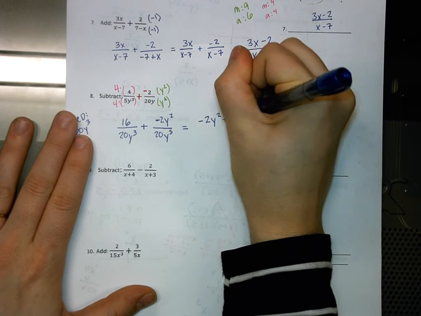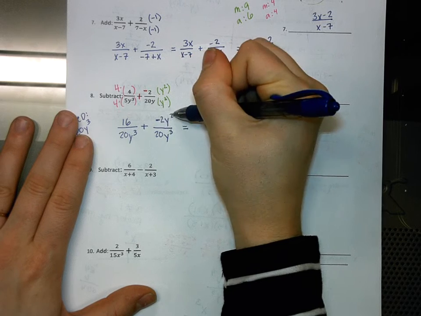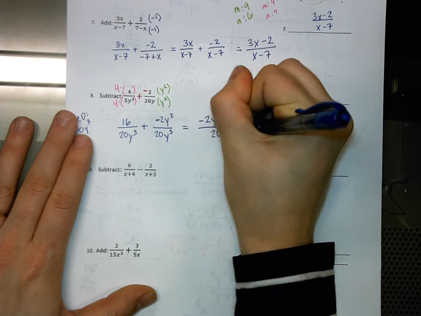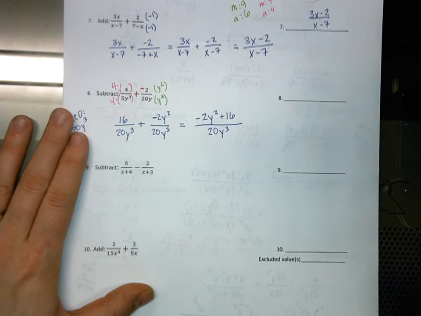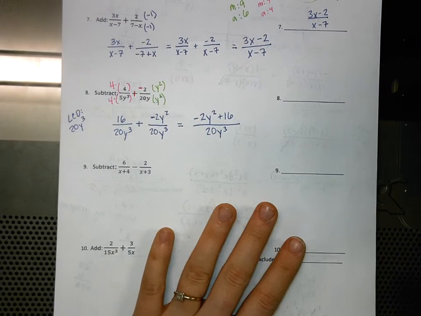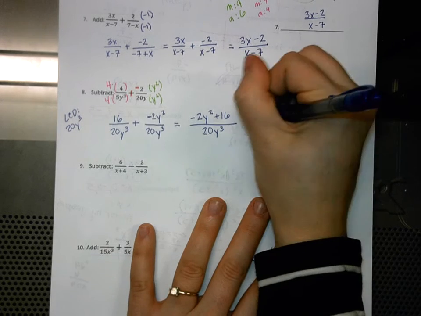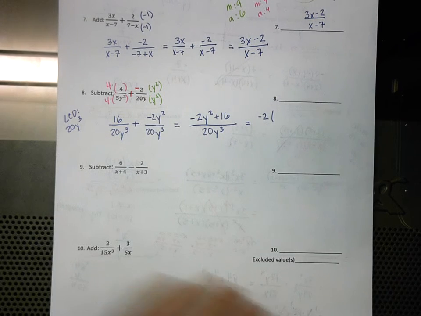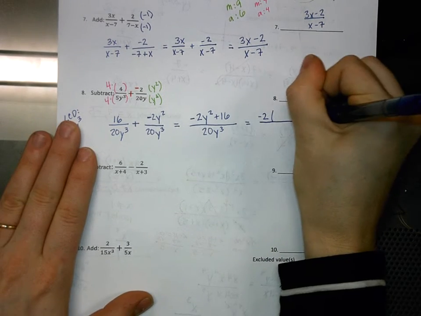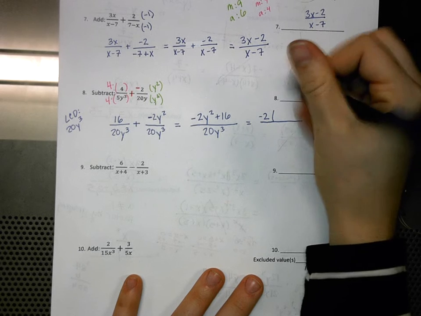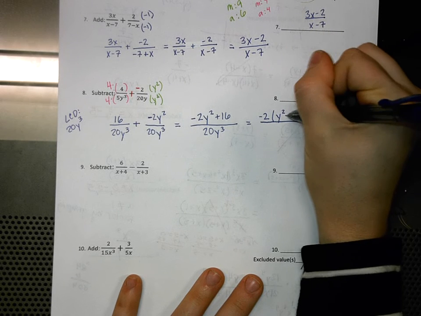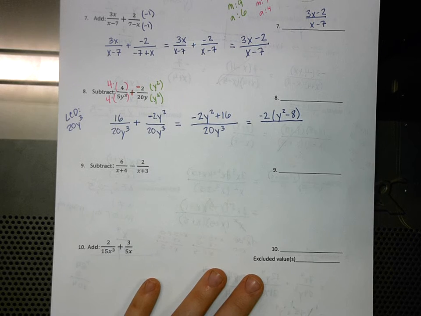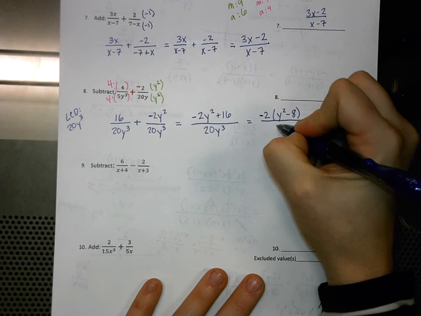I have a negative 2y squared and a positive 16. My denominator stays the same. What's my greatest common factor of my numerator? Negative 2. You can pull out a negative 2 or a positive 2 depending on what will help you more. And then I'm left with y squared minus 8. And then my denominator is 20y cubed.